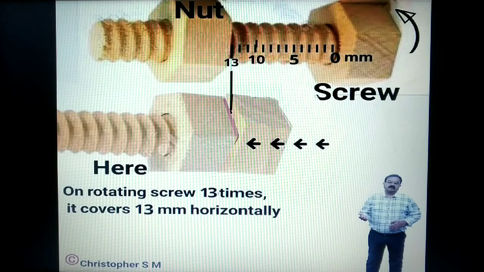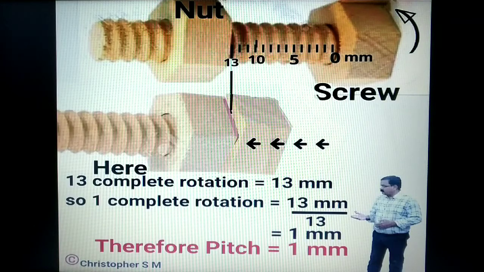In the second case, the screw is rotated 13 times and it covers 13 mm horizontally. So here we see 13 complete rotations give 13 mm. So one complete rotation will give 13 mm divided by 13. That is 1 mm. Again here the pitch is 1 mm.